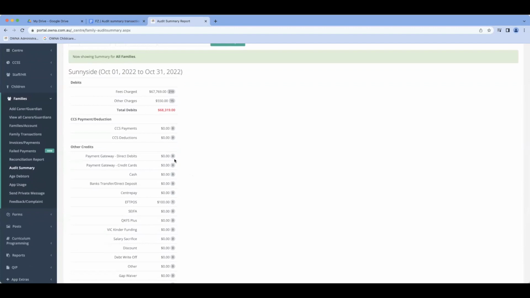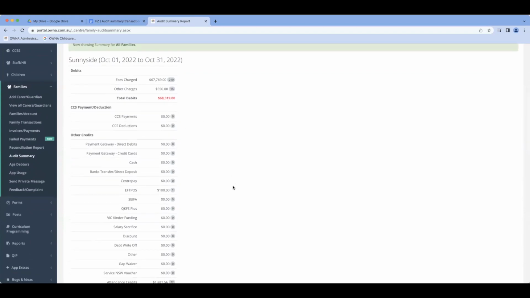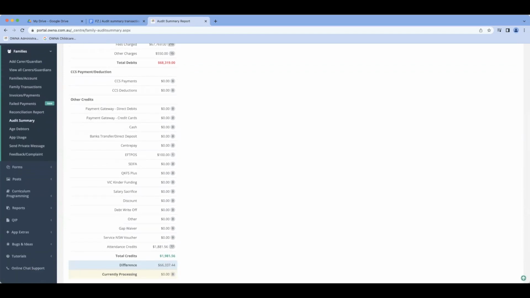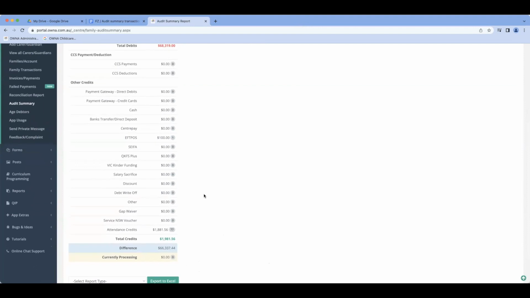Essentially, what this audit summary report is giving you is a snapshot of, for that date range, how much is my service expected to receive? How much have I actually received? And then there's a little difference number here. Now, this difference number isn't set in stone. It just gives you an indication, because obviously there are going to be timing issues, and your service might also bill in advance or bill in arrears. So it's due to timing as well.